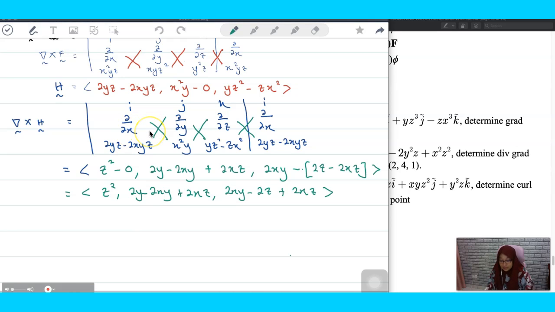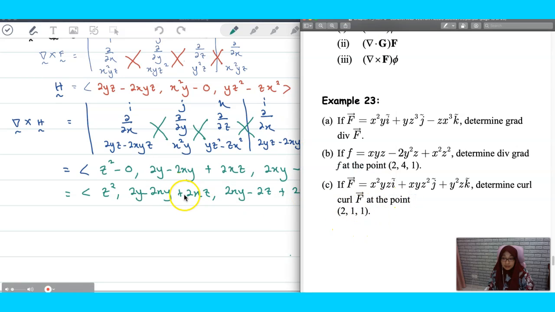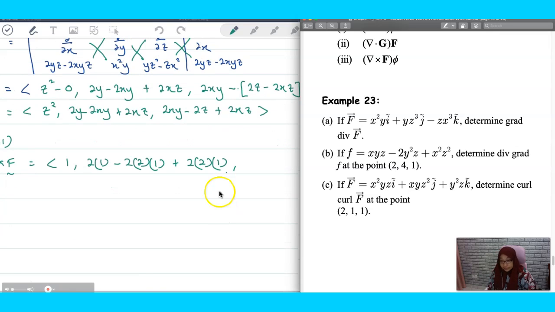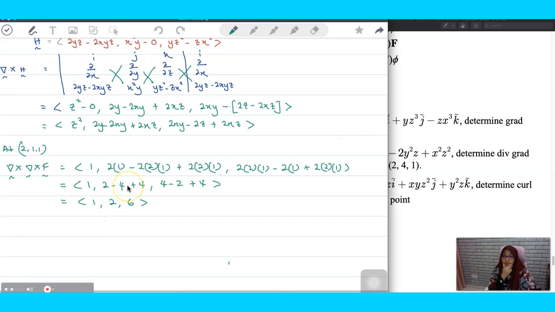Okay, and you have to find the value. Find the curl of the curl f at 2, 1, 1. So at the point given, the answer is 1, 2, 1 minus 2, 2, 1 plus 2, 2, 1. Okay, so when you evaluate, you will get a constant vector 1, 2, 6.